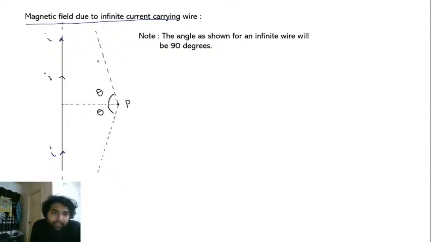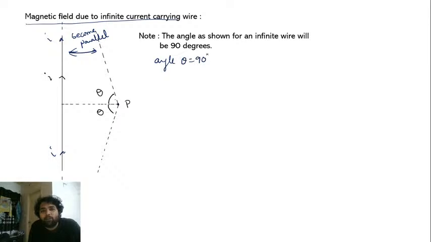For an infinite wire, you take the angles to be theta and theta. If you see the angle shown for a short wire, the angle will be small. As the length keeps increasing, this angle will also keep increasing. Until the wire is infinitely long, these will almost become parallel. Both will become parallel. I'm just showing this to dramatize it, but otherwise they will become parallel to each other. So angle theta will become equal to 90 degrees.